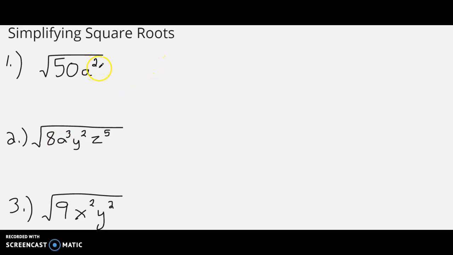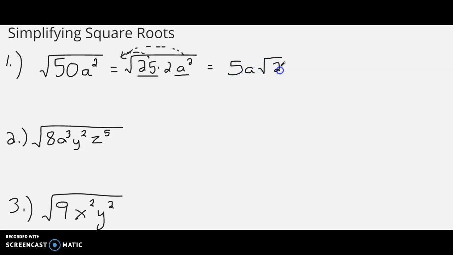Let's start off with number 1 here, square root of 50a squared. To make this work, we need to break down 50, since 50 is not a perfect square. 25 times 2. And notice the a has an even exponent, so we're good. So we can take the square root of 25, we can take the square root of a squared. And then when you take the square root, you put it outside the radical. So the square root of 25 is 5, the square root of a squared is a, and all we're left with is a radical 2. So I'm going to use radical 2 and square root 2 interchangeably. They refer to the same thing.